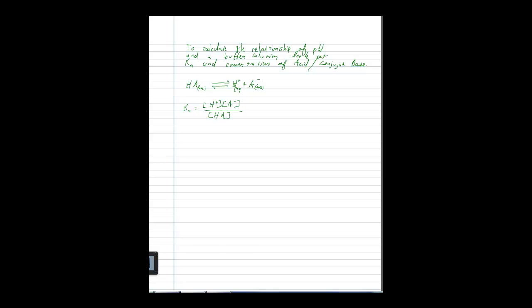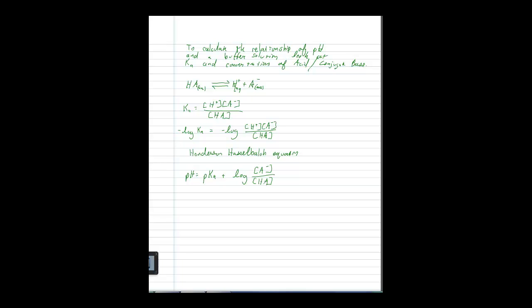Now, what we can do is derive the Henderson-Hasselbalch equation using some simple log properties. We can take the negative log of both sides of these equations. And so the Henderson-Hasselbalch equation is pH is equal to the pKa plus the log of the ratio of A minus to HA.